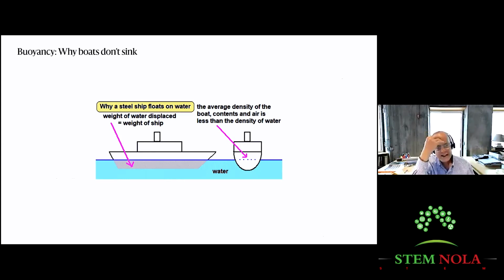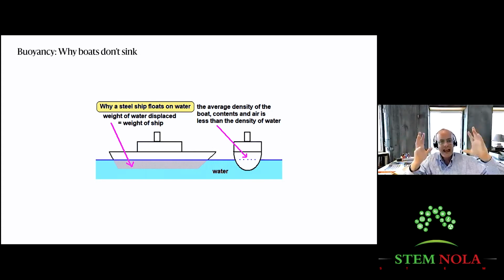So wait a second, you said that things that are less dense than water float, but we know that steel is a lot more dense than water. So why don't boats sink? Well, the answer is boats aren't solid steel. If a boat was filled with steel, it would sink like a rock. Instead, a boat has a steel shell and then a lot of air.